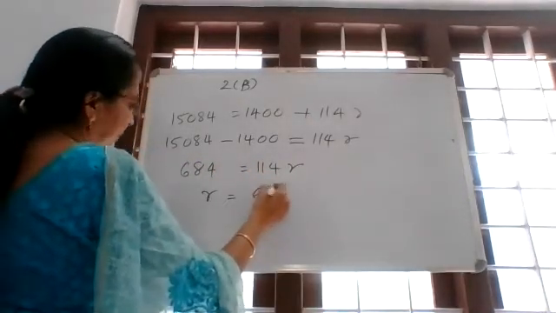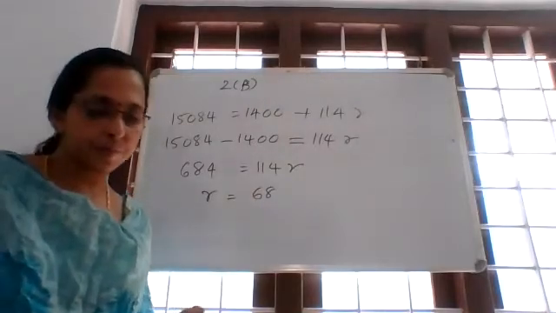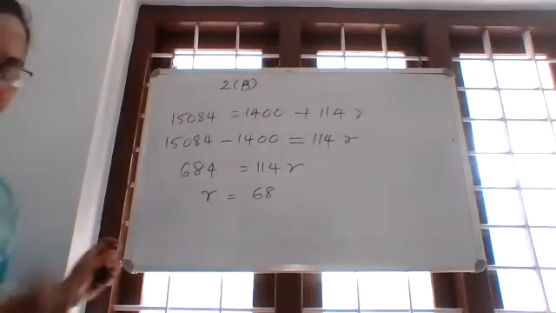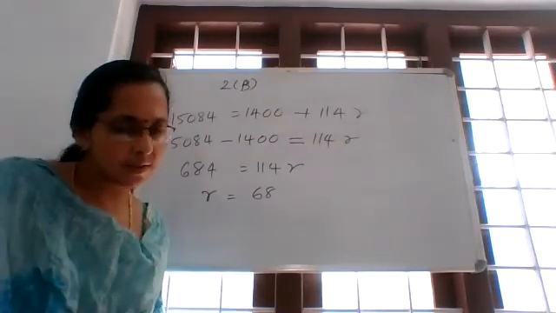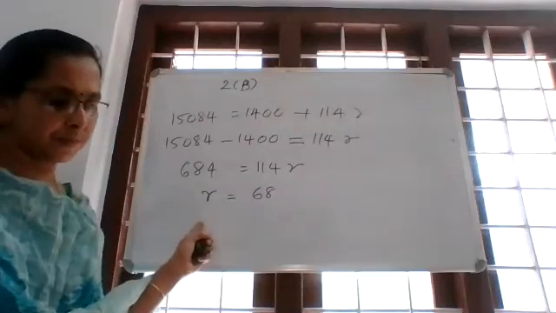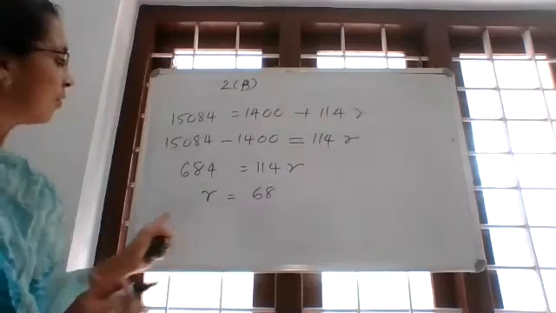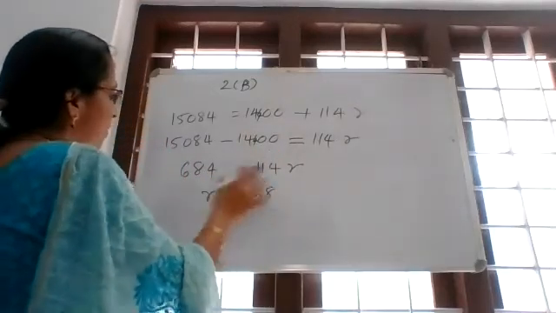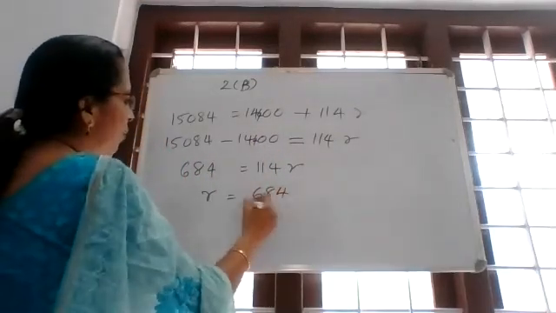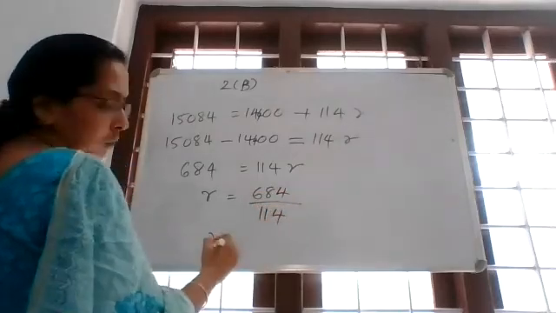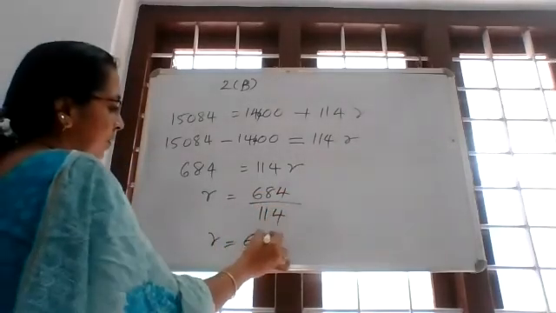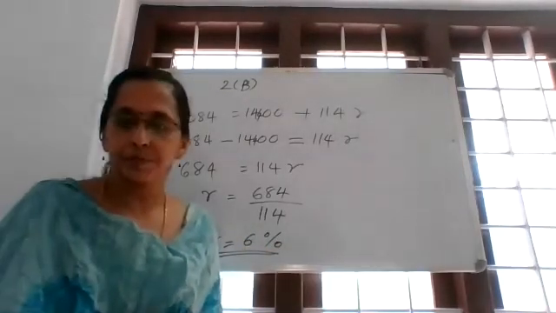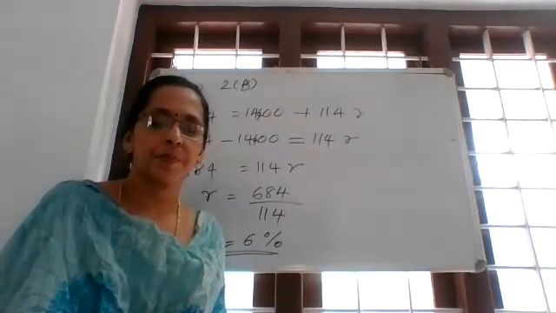So R is equal to 684 divided by 114. Any corrections there? 14400, one more 0 is there. Okay. Up to this it is correct. 684 divided by 114. So R is equal to 6%. Okay. Thank you.